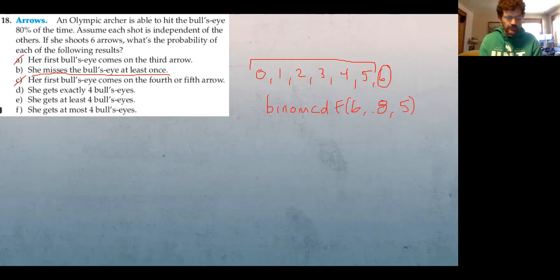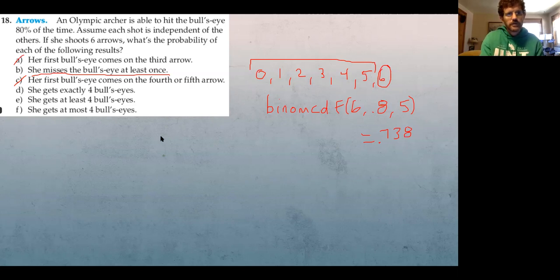All right. And when I did that, I got 0.738. Which is crazy to think that there's about a 26% chance she's going to hit 6 bullseyes. Yeah, that's like a lifetime goal for me. All right.